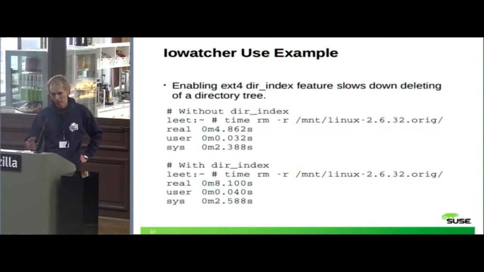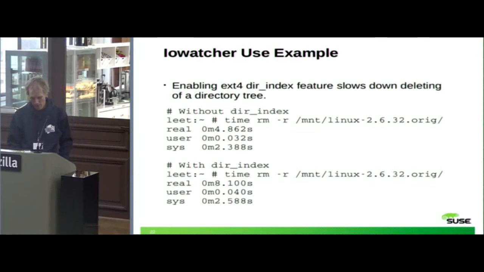But when you are deleting the whole directory, without dir_index you can delete a kernel tree in a bit under 5 seconds. With dir_index, it takes over 8 seconds. So it's a noticeable slowdown. And now you may wonder why that is, when this B-tree stuff should actually speed things up, not slow them down.